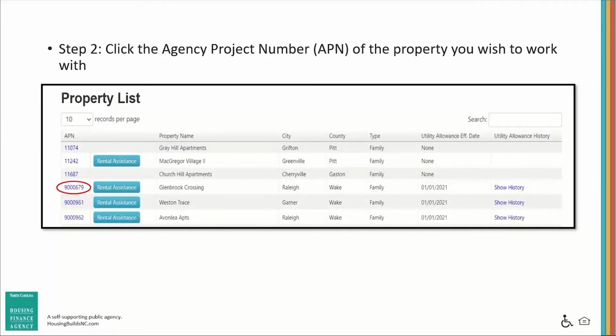Once you click the property list, all of the properties that you have access to will be listed. If you do not see on that first page the property that you are looking for, if you move over to the search bar, you can begin typing in the property and it will show up. Or there should be a page number at the bottom that you can click if you have multiple properties. So once you find the property that you would like to work with, you're going to click the APN number or the agency property number.